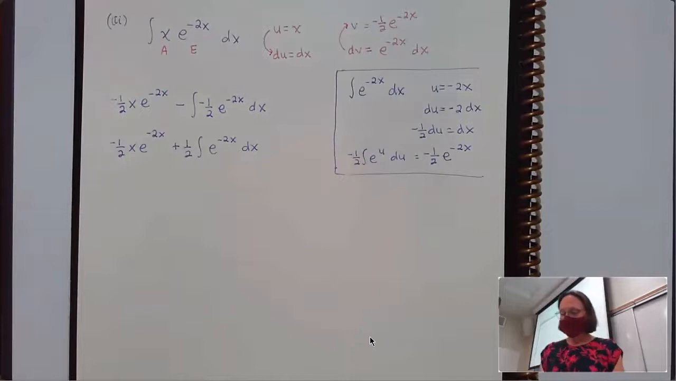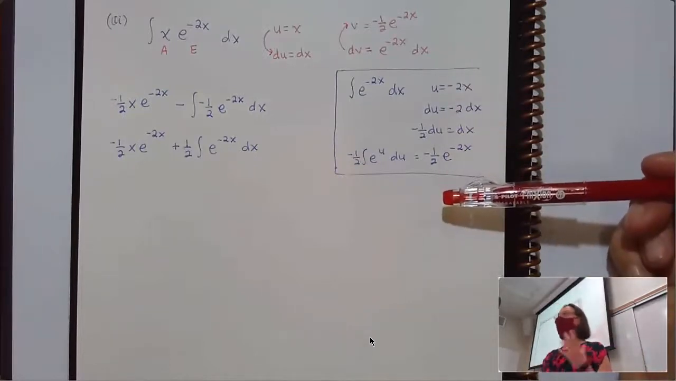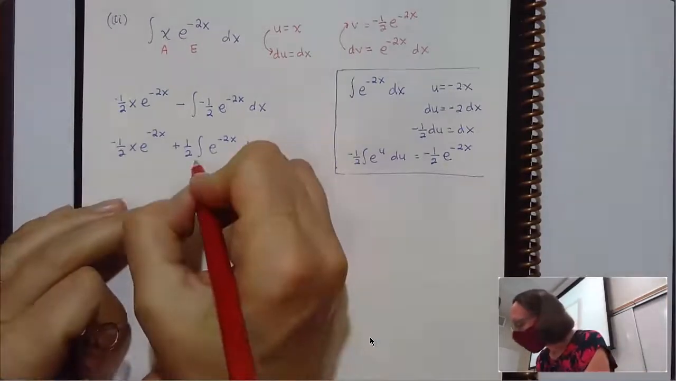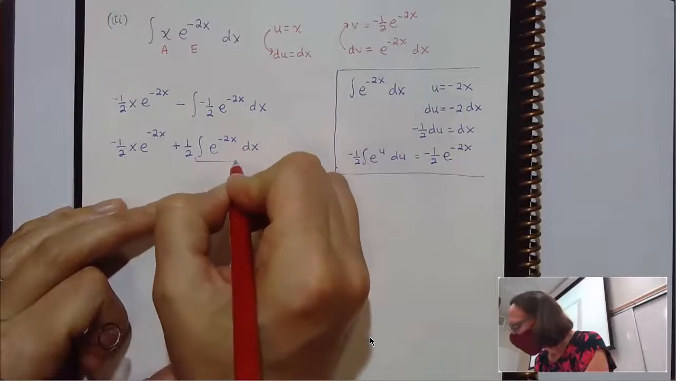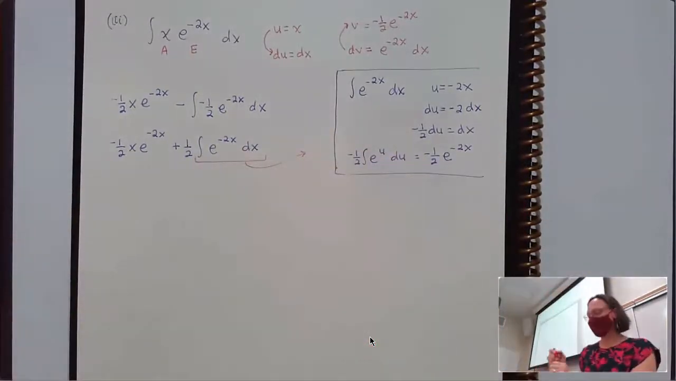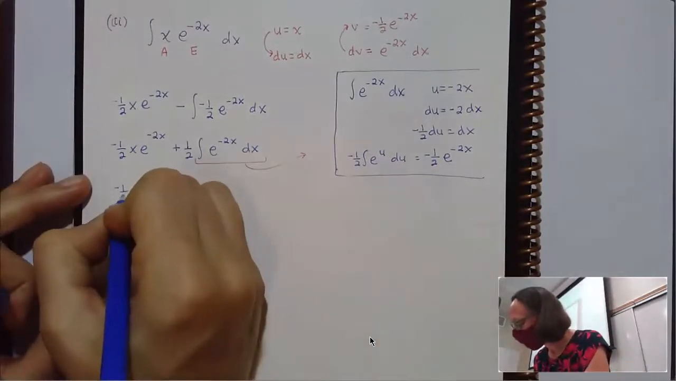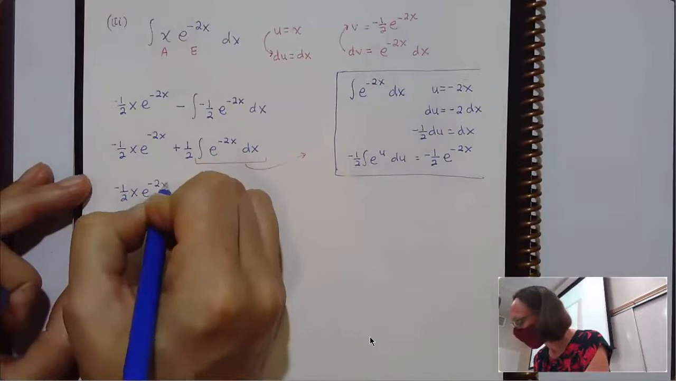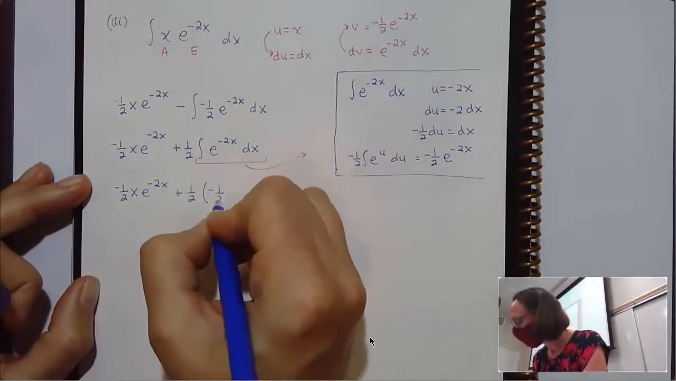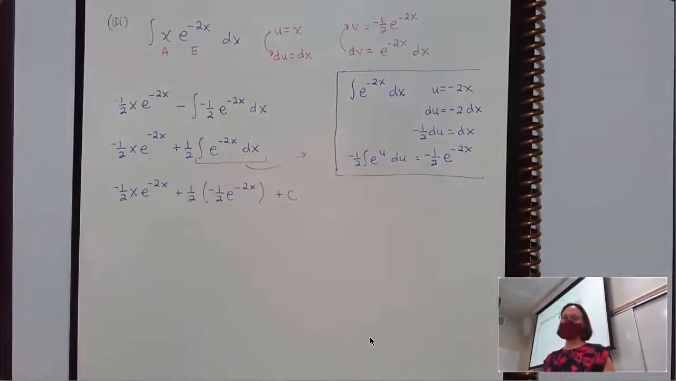And this time around, I would not write all of this back out again. We just did it. If this were me on a test, I'd be like, yep, that again. We're doing that again. So I'd have negative 1/2 x e to the negative 2x plus 1/2 of negative 1/2 e to the negative 2x plus a constant.